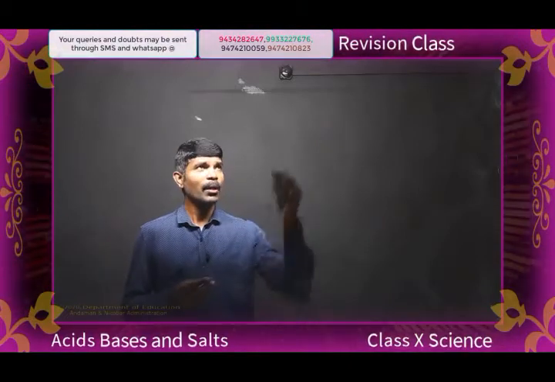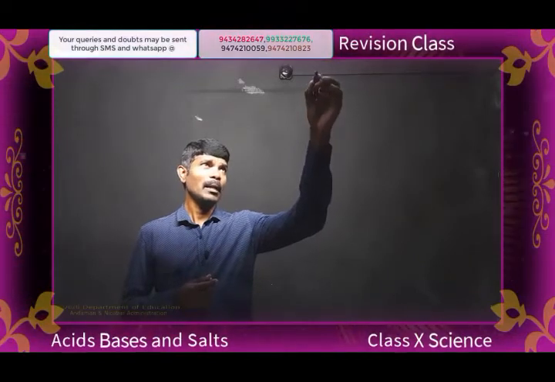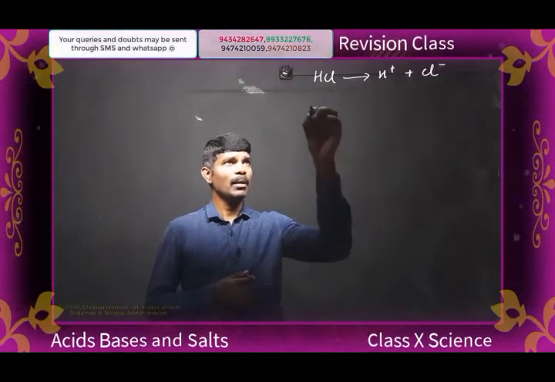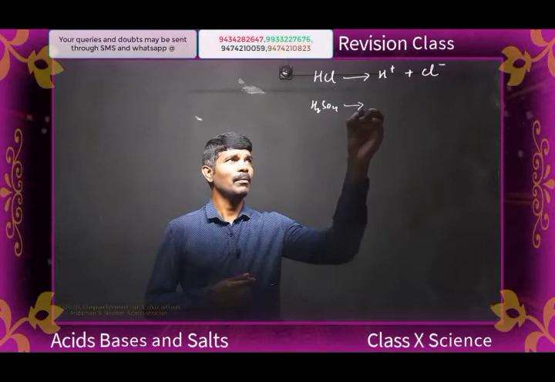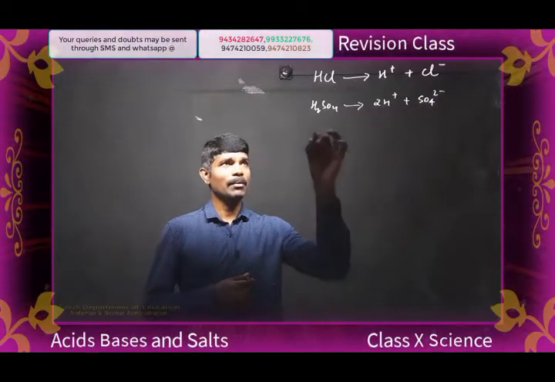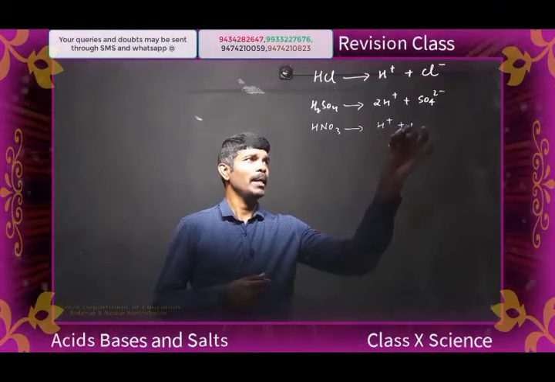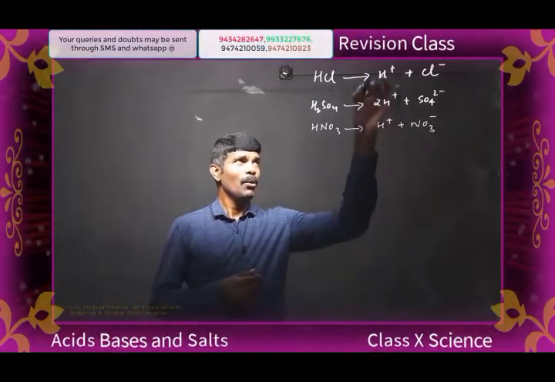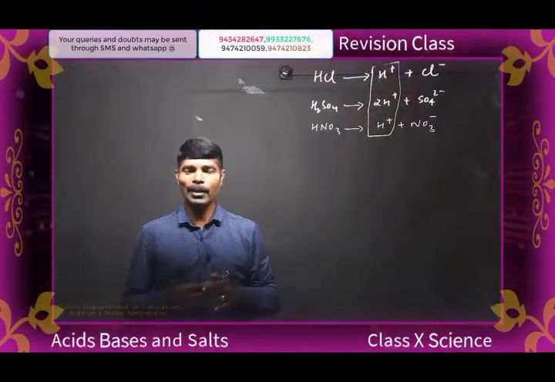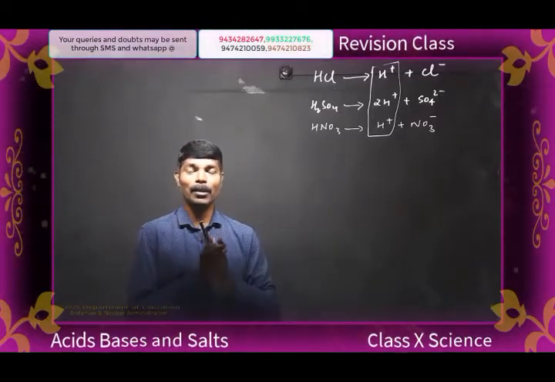So in order to prove this, when acids are dissolved in water, you can see here hydrochloric acid gives an H plus ion and chloride ion. When sulfuric acid is dissolved in water, we will get 2H plus and SO4 2 minus. When we talk about nitric acid, then we will get H plus and NO3 minus. So we can see here that in all the acids, hydrogen ion is released. So we can say that all the acids are those which release a hydrogen ion when dissolved in water.